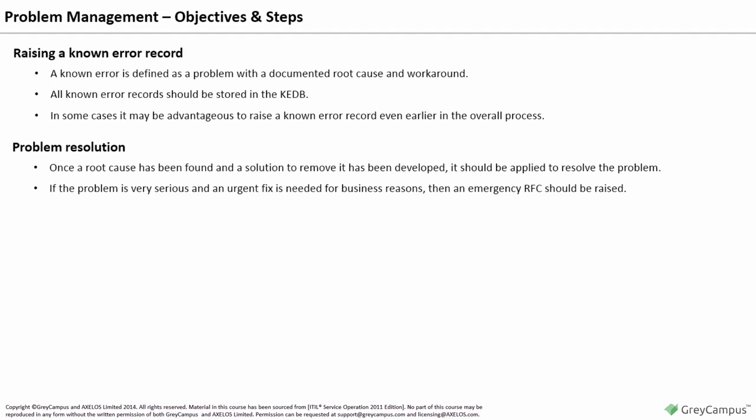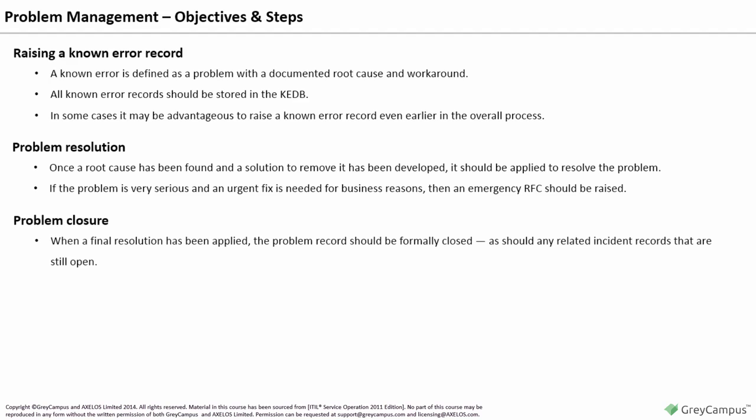Problem closure. When a final resolution has been applied, the problem record should be formally closed, as should any related incident records that are still open. A check should be performed at this time to ensure that the record contains a full historical description of all events, and if not, the record should be updated.